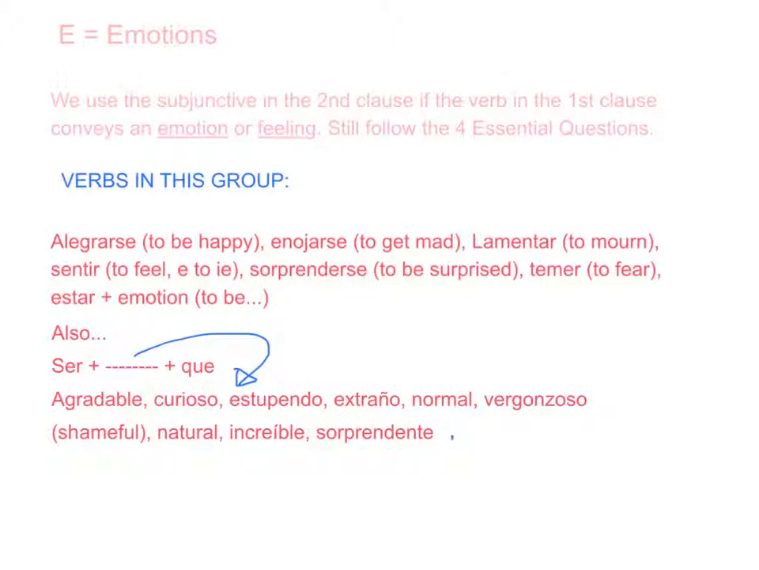We can also use ser plus an adjective plus a K. Some of the adjectives that might go in that blank would be agradable, curioso, estupendo, extraño, normal, vergonzoso, which means shameful, extraño means strange, by the way, natural, increíble, and sorprendente. All of these adjectives indicate an emotion. So when they're followed by a conjugation of ser plus a K, those will be part of the E group, and they will require the subjunctive afterwards.